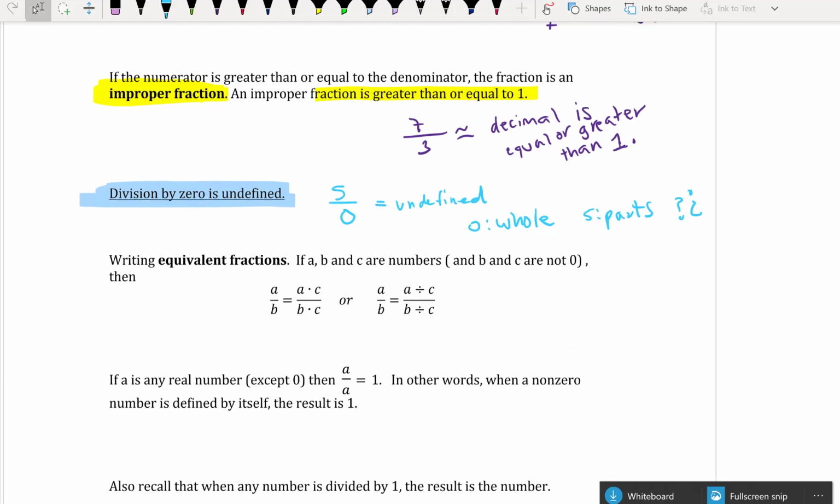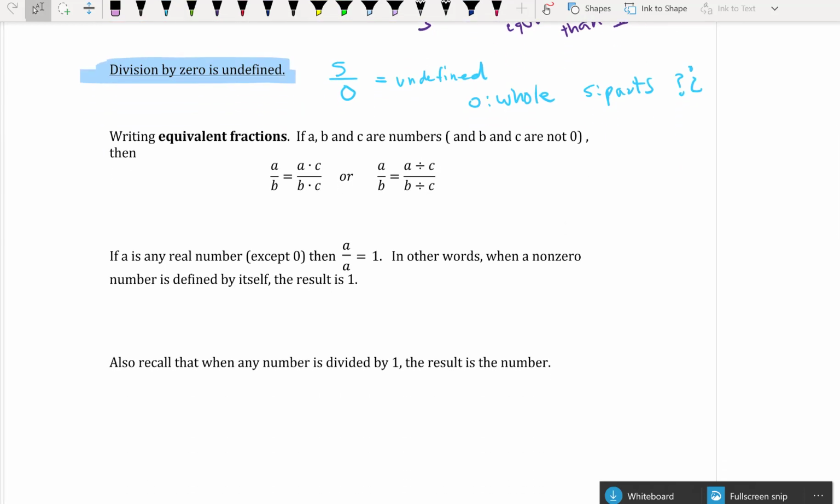Now, we also have equivalent fractions. If we have equivalent fractions, it just means we either made the fraction bigger or smaller. We make it bigger by multiplying. We make it smaller by division. But it's all going to be the same numerical value.